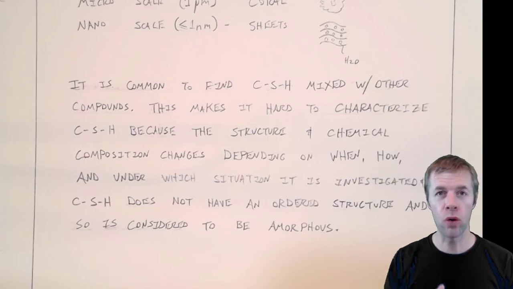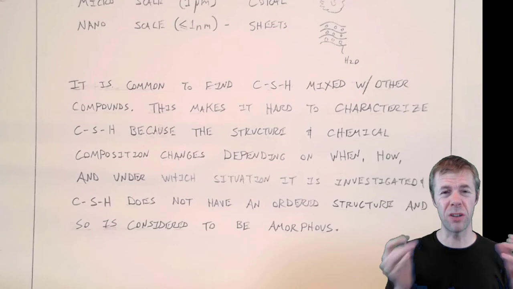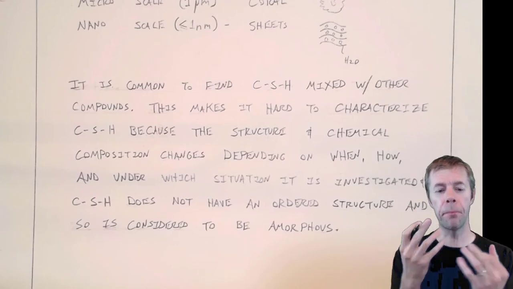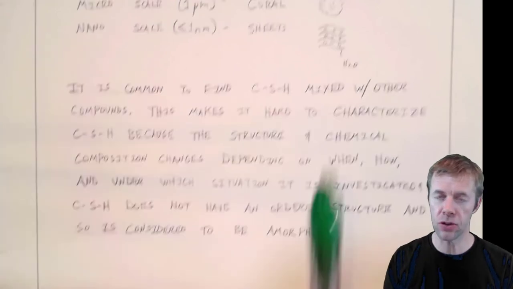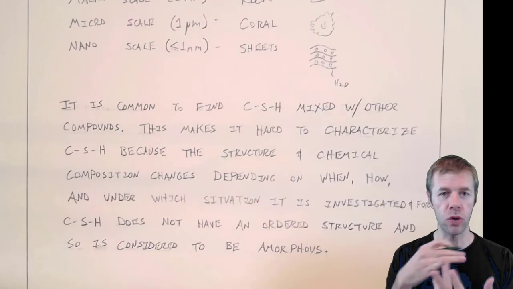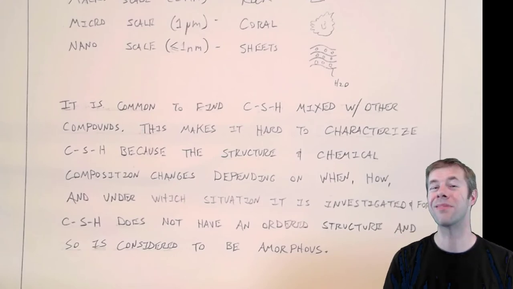CSH does not have an ordered structure. So people think of it as amorphous, almost like a bunch of noodles going everywhere. Think about these sheets just turned in all kinds of different directions, going this way and that. That's kind of what CSH is like on a super duper nano scale.